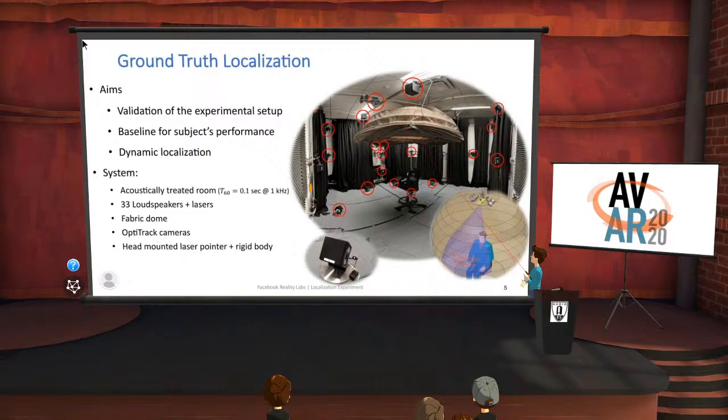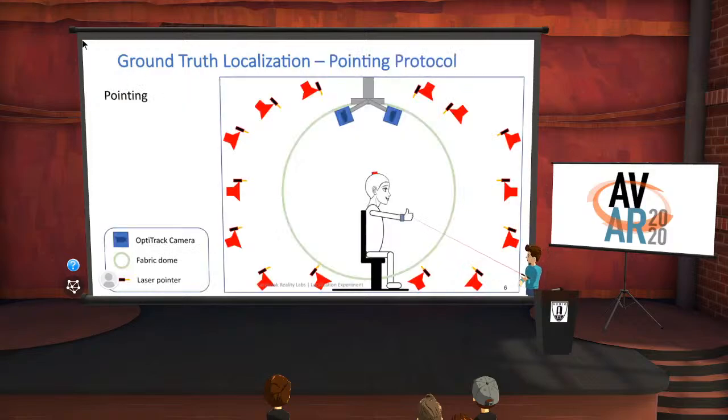And in the center of the room, we have this fabric dome. Here you can see it lifted up, and here you have an illustration of the dome with the subject sitting inside. The idea is that the dome obscures the loudspeakers and the subject cannot see the sound sources. Inside this fabric dome, we have an optical camera to track the subject's head movement. And using a head-mounted laser, the subject points to where he perceives the sound coming from. So the protocol is as follows. The subject is seated at the center of the room, which is also aligned with the center of the dome.